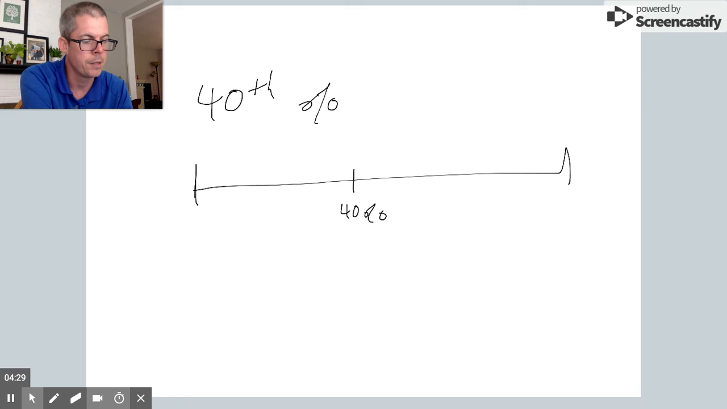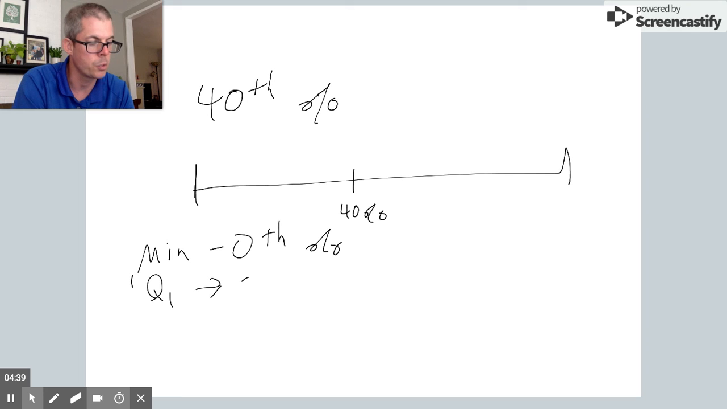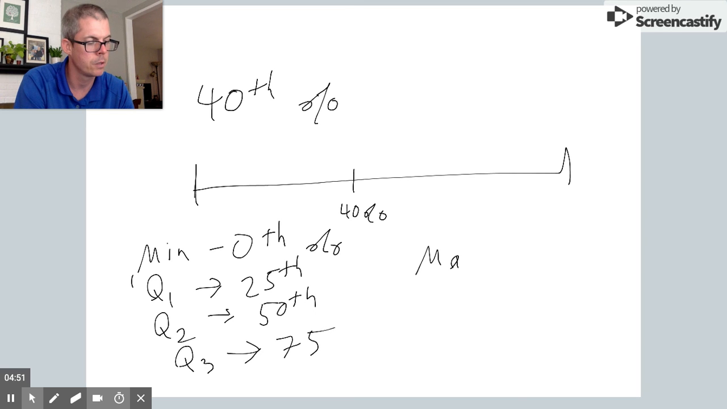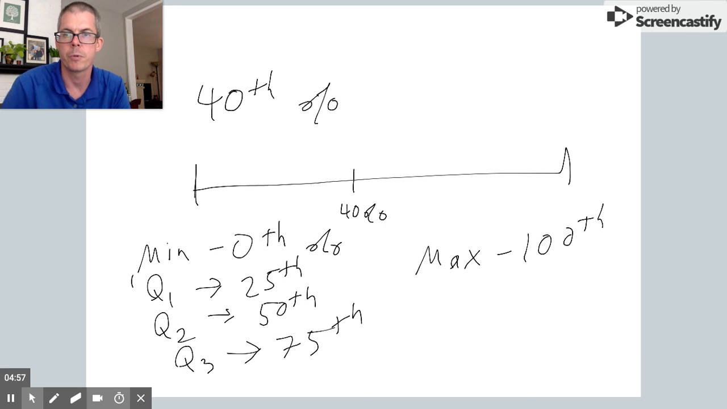And so the min is the 0th percentile. And the Q1 is the 25th percentile. Q2 is the 50th. Q3, the 75th. And the max, the 100th. If I score at the max, then I'm better than 100% of the test takers.